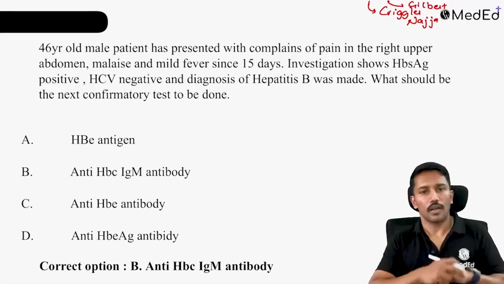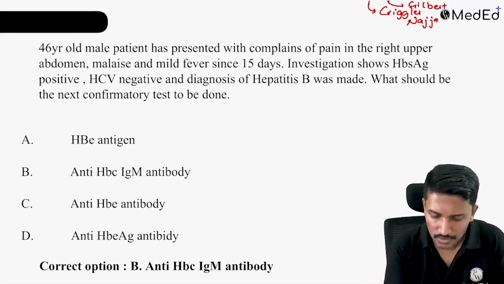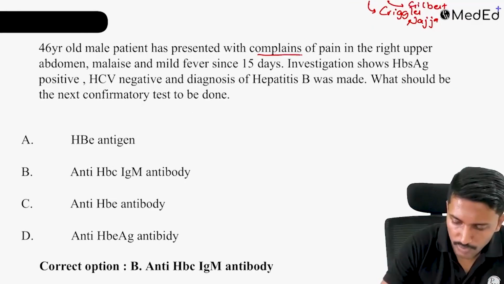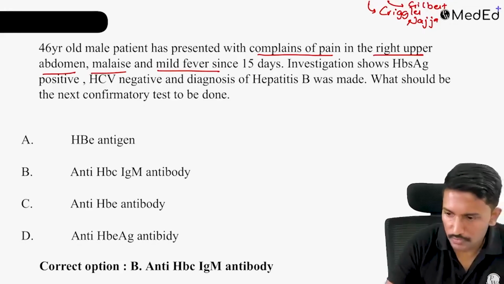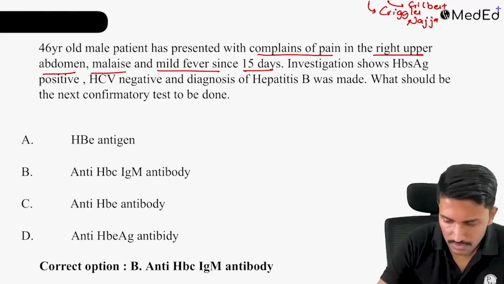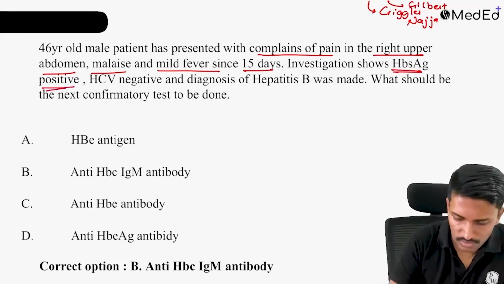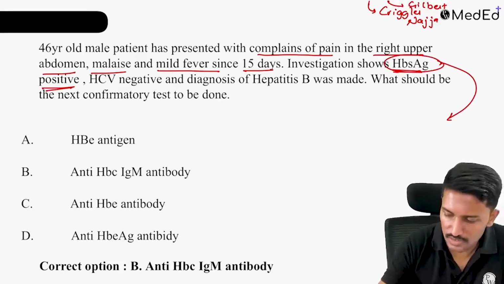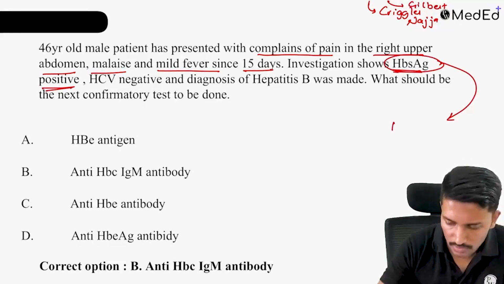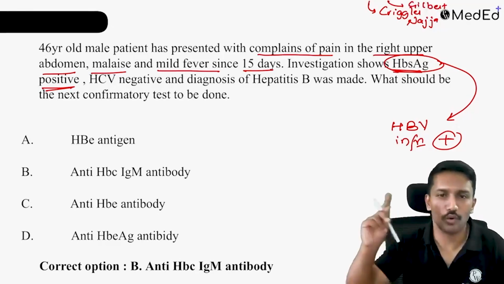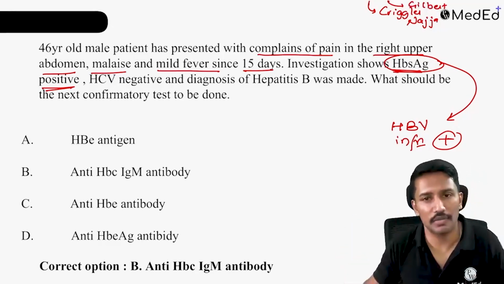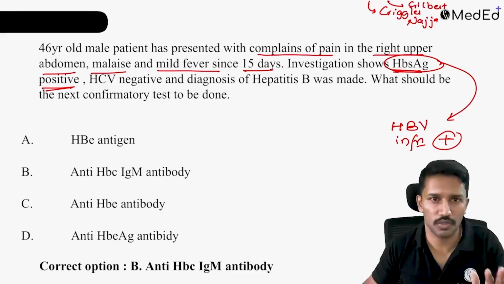Okay. Now, next question. A 46-year-old male patient has presented with complaints of pain in the right upper abdomen, malaise and mild fever since 15 days. Investigation shows HBsAg, which is positive, right? The moment I say that HBsAg is positive, it means we are dealing with a case of HBV infection is present. We are not talking about the past infection here, right? We are not talking about the future infection. Right now, patient has infection the moment you say HBsAg is positive.